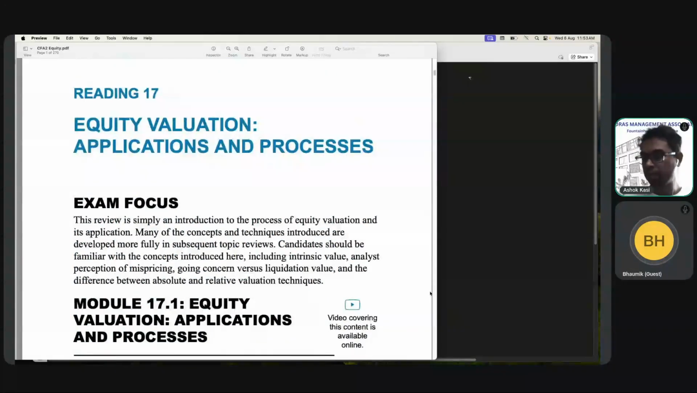In equities level 1, the last chapter sums, those kinds of things you will find, plus FSA's topics also you will find.